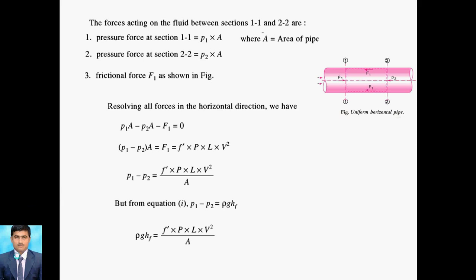So we transfer this rho into g to that side, that means HF is equal to what? F dash upon rho g into P upon A into L into V square, that is equation number 3. Now we know that P upon A, P means wetted perimeter and capital A means area. So wetted perimeter is pi d and area is pi by 4 d square. After cancellation we get 4 by d. So instead of P upon A we can write 4 by d, because of the wetted perimeter and area. That's why we can take 4 by d.